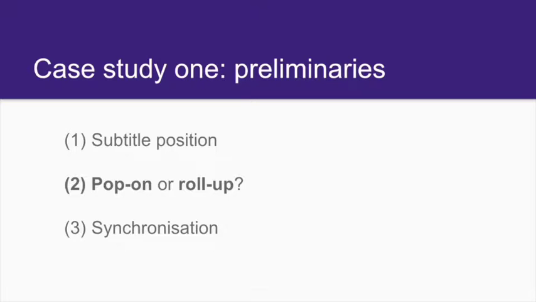Number 1. Where are the subtitles positioned on the screen? Number 2. Do the lines appear all at once? That is to say, are they pop-on subtitles? Or do they appear progressively? Roll-up subtitles. Finally, number 3. Is synchronization compelling enough between the character's mouth movements, the recorded dialogue, and the subtitle text? The clip is 45 seconds long, so feel free to take notes and stop whenever necessary.